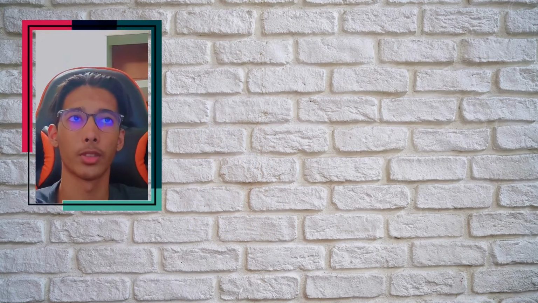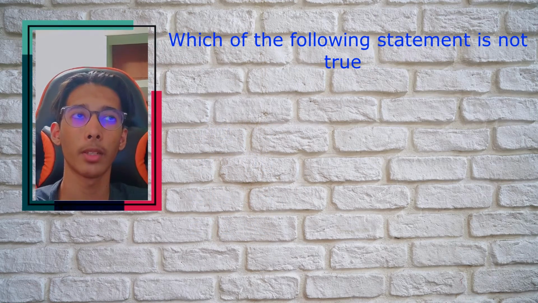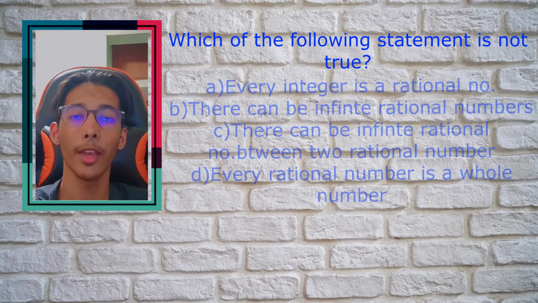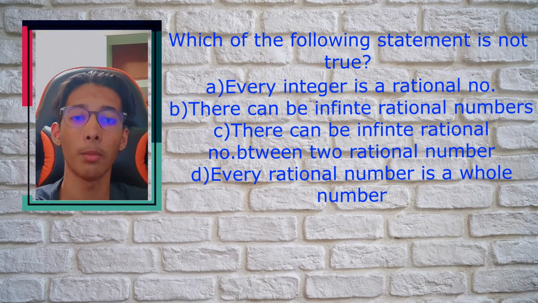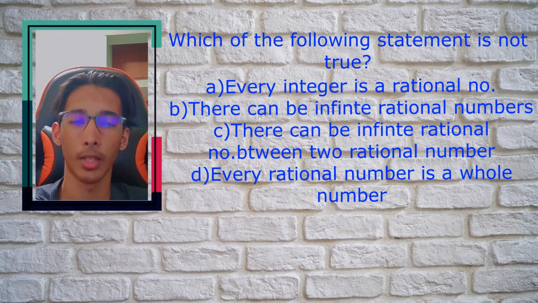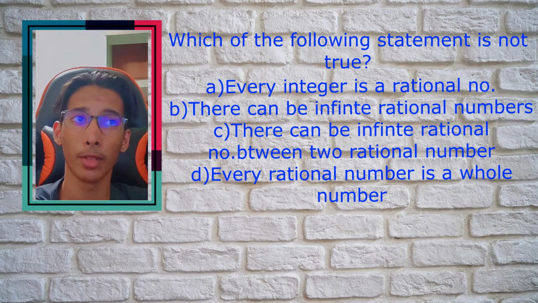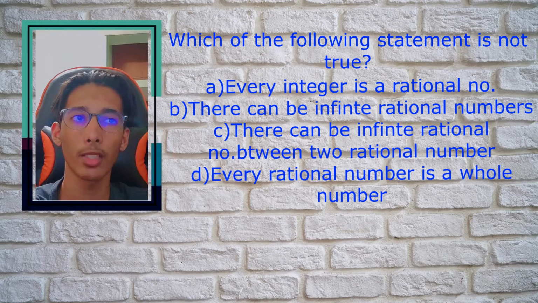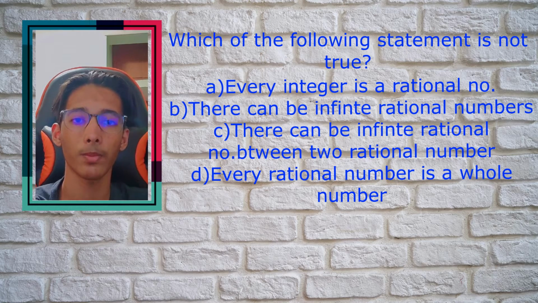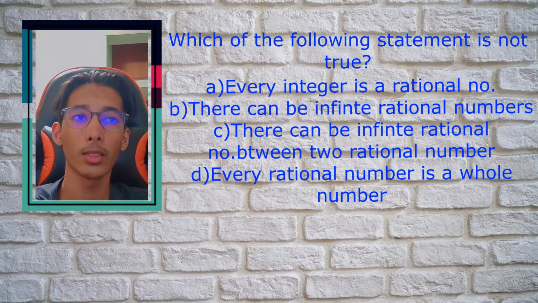The next question is, which of the following statement is not true? A. Every integer is a rational number. B. Every integer is a real number. C. There can be infinite rational numbers between two rational numbers. D. Every rational number is a whole number. The correct answer is the D part.